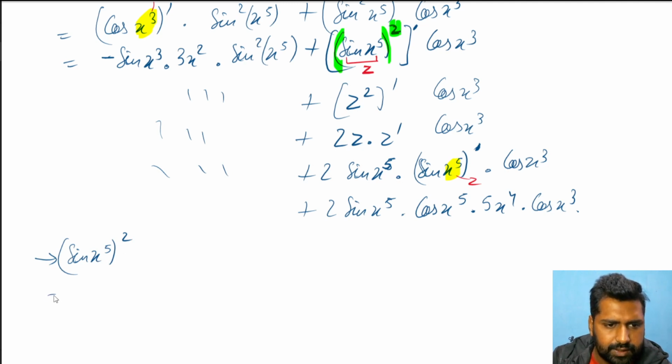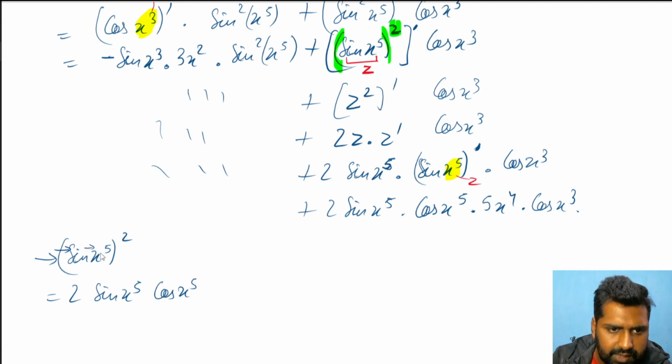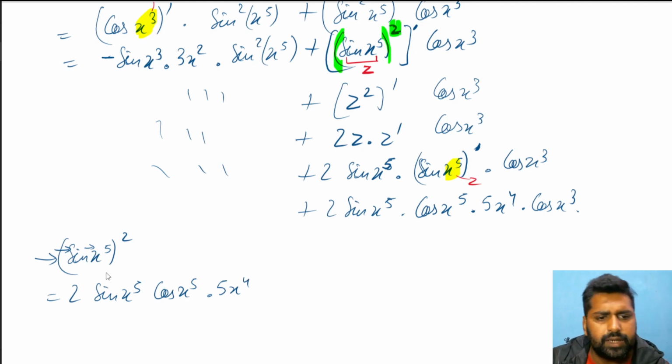So the differentiation of square is 2 into, if it was x, then 2x, but right now it is x raised to power 5, so sine x raised to power 5. Then again come inside. The second time you see sine. What is the differentiation of sine? Cos, and x raised to power 5. Then again come inside. What is next? X raised to power 5. What is the differentiation? 5x raised to power 4. This way you can directly write the differentiation.